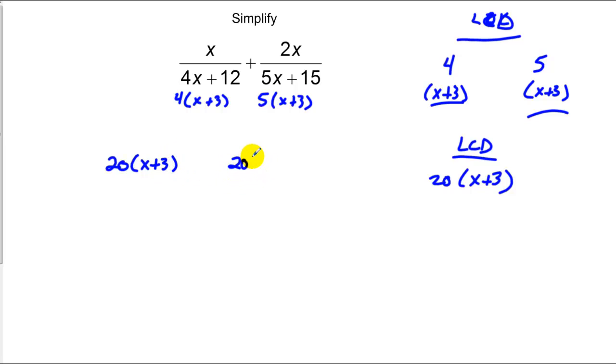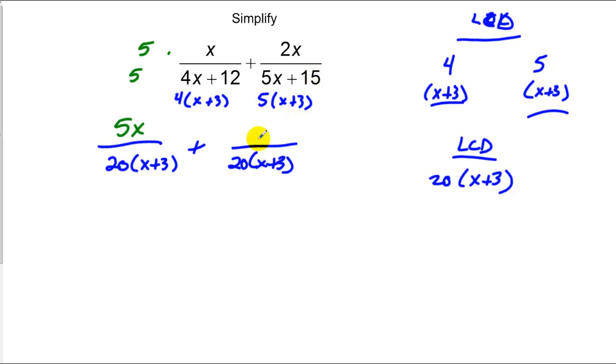Twice for the two terms. To get from the 4 to the 20, I multiply by 5. I had the x plus 3, so that's all I really need to do. This gives me a 5x.